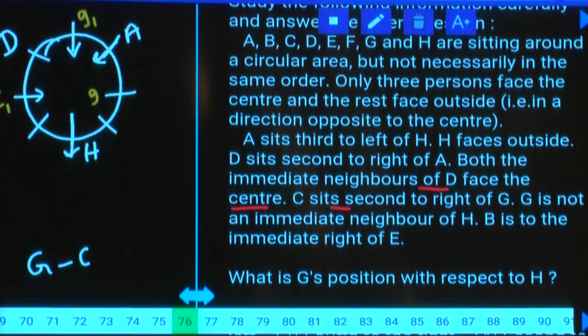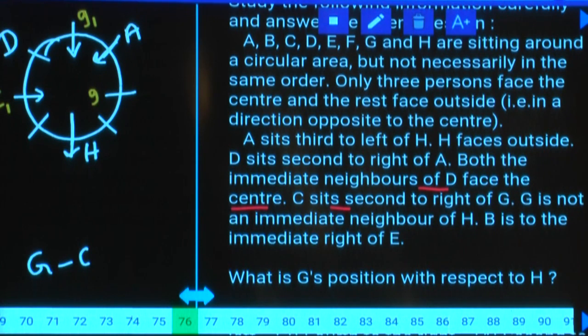Now C sits second to the right of G. G is not an immediate neighbor of H. As G is not an immediate neighbor of H, we have taken that information. And B is to the immediate right of E. As B is to the immediate right of E, we have this possibility, isn't it? Next one, any other information here?